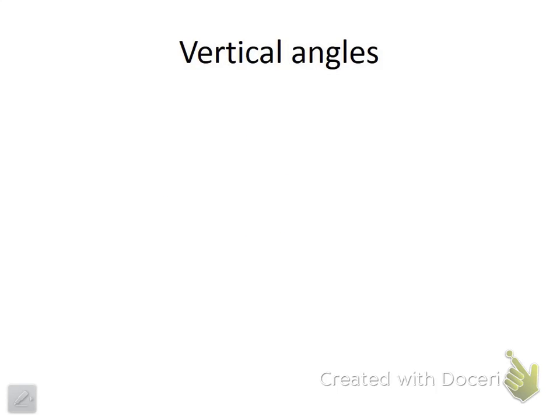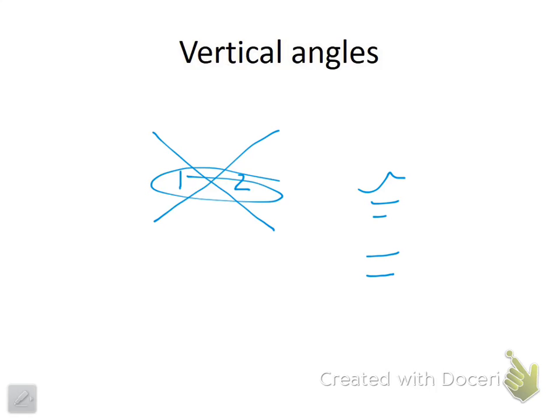Vertical angles. Vertical angles sit across from each other. They are vertical. So if I have 1 here and 2 here, these are vertical angles. Vertical angles are always congruent, which means we can set them equal to each other. They sit across from each other. A lot of you guys are getting this mixed up. So they sit across from each other, we can set them equal to each other, and they should be the exact same degrees.